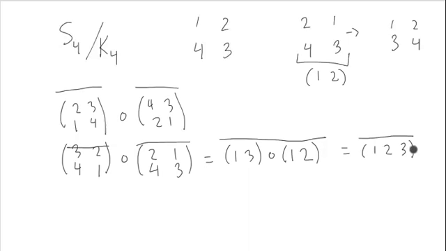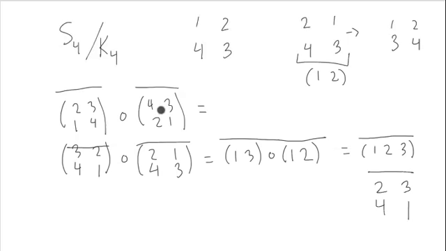In fact, I'll write this out before we see what we get over here, let's write this out in the other notation. This is the same as 1 goes to 2, 2 goes to 3, and 3 goes to 1, and 4 is fixed. So that's what we're left with right now. Okay, now let's see what happens over here.